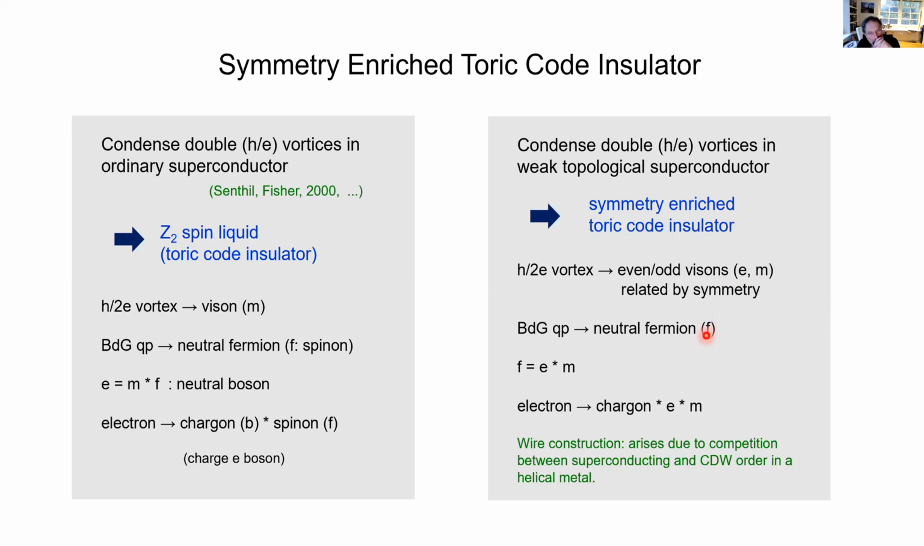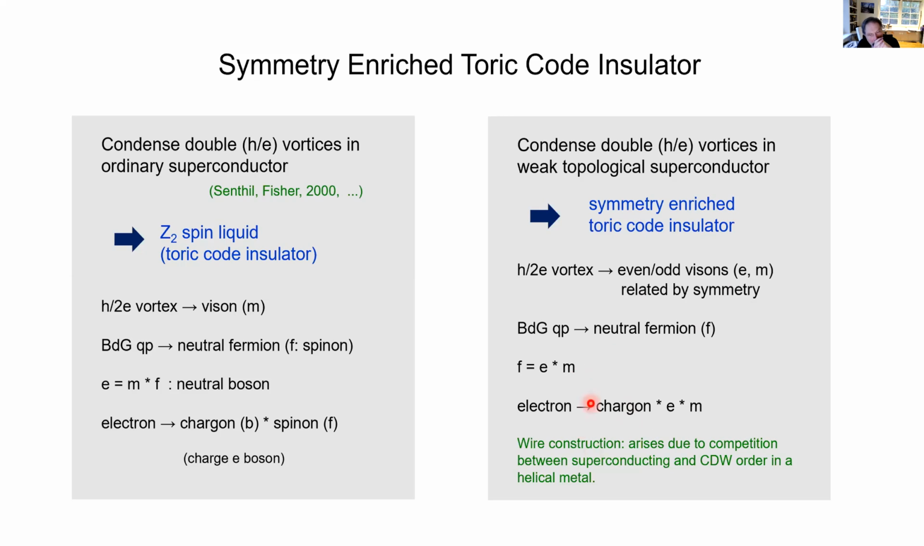Okay, and in addition, of course, there will be the charge as well. And so I think it's an interesting question to ask whether we could realize this symmetry enriched toric code insulator. And so you might think that we can write down a wire construction for this.